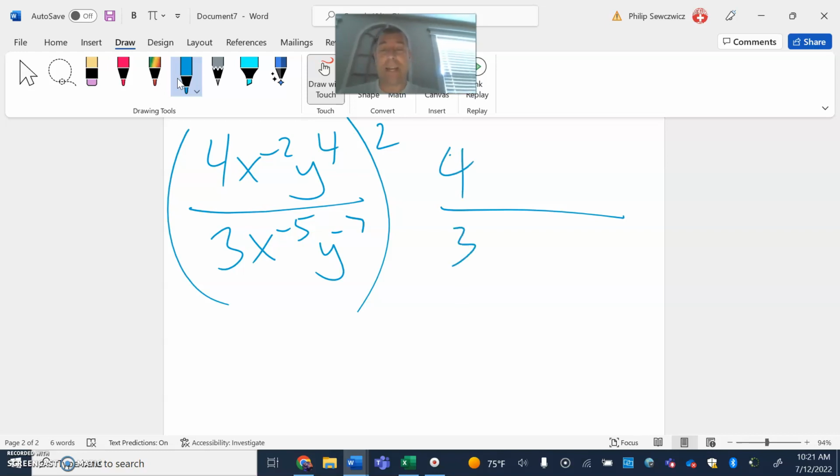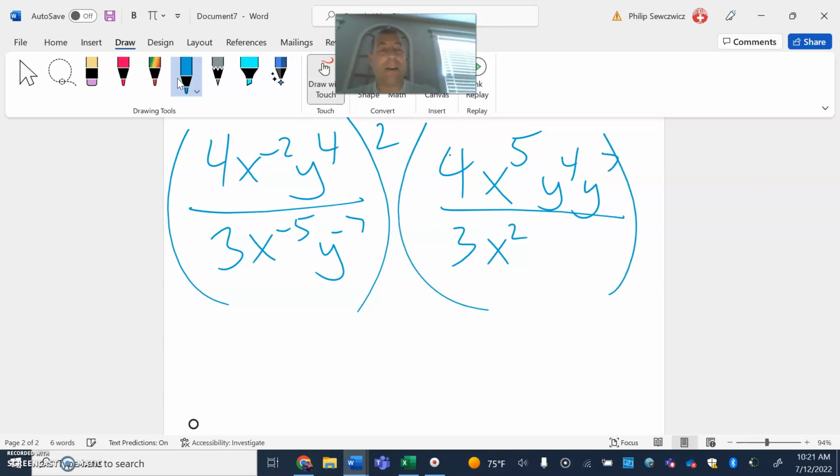All right, that's fine. So I like to rewrite first. I found that if I try to do too much in my head, that's when mistakes happen. Because it's a negative exponent, it's got to get moved. So x to the negative second power, you're going downstairs. X to the negative fifth power, you're going upstairs. Y to the fourth power, you're positive, you get to stay put. And then y to the negative seventh, you're upstairs, so there you are. And again, we're all to the second power.